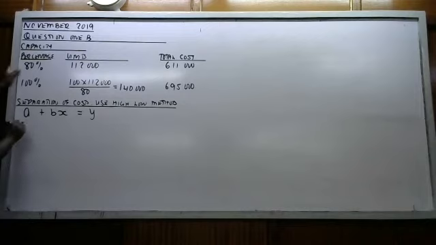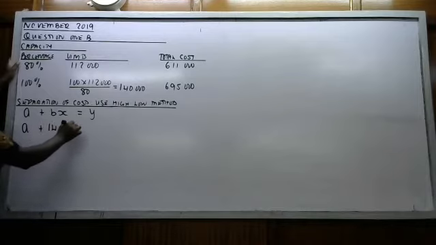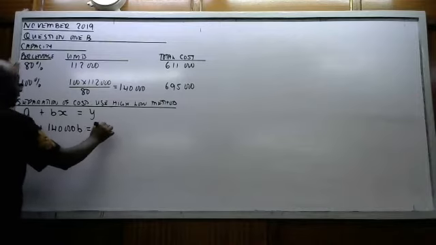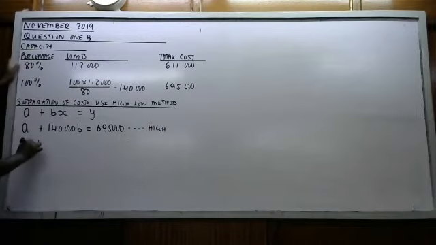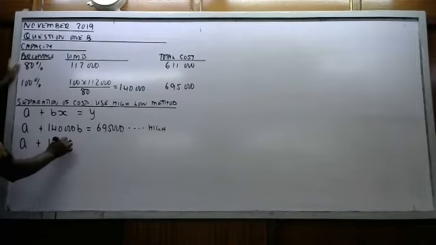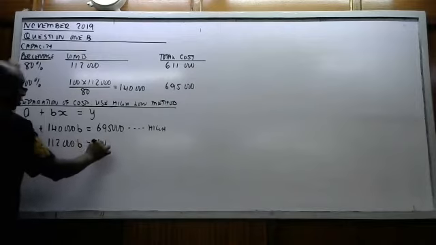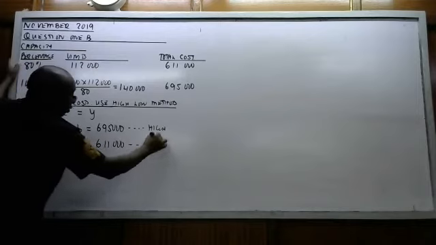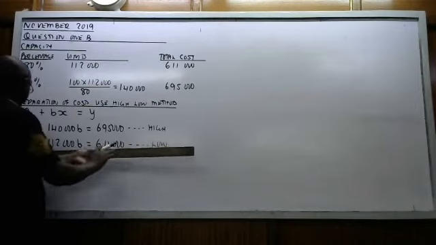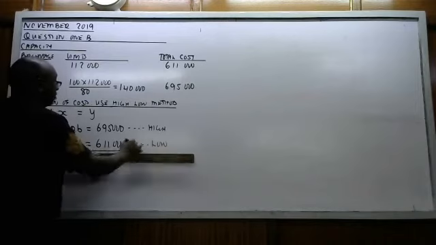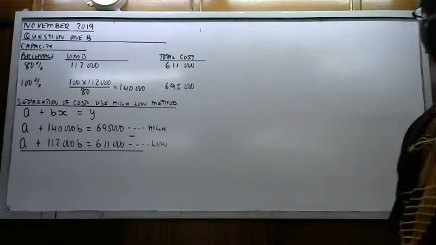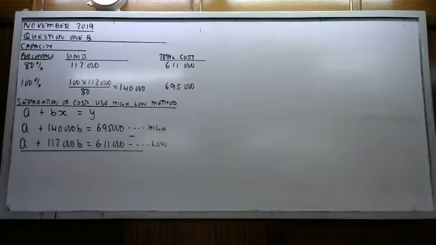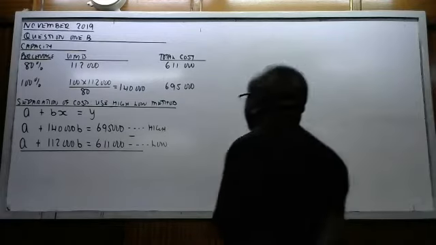Using the high, you will say A plus 140,000 B is equal to 695,000. This is the high. Then the other one, you will say A plus 112,000 B is equal to 611,000. This is the one for the low. Then you seek to solve those two equations by subtracting.